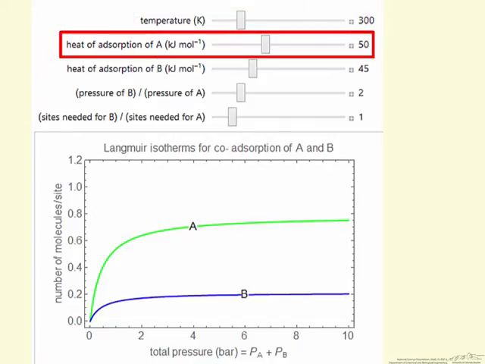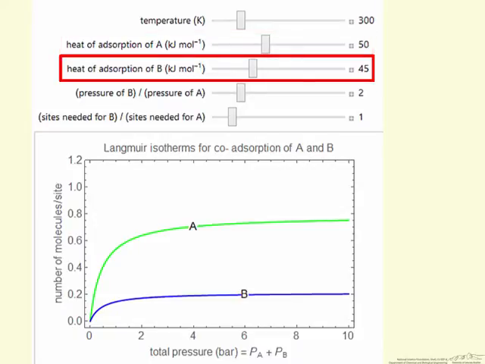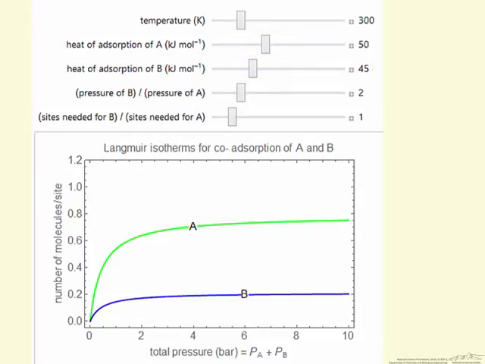So we can change the heat of adsorption of A, and the heat of adsorption of B. Notice the heat of adsorption of A is higher here, and therefore we have more A adsorbed than B. The pressure of B is higher than the pressure of A, but the heat of adsorption more than compensates for that, and that's why more A is adsorbed.